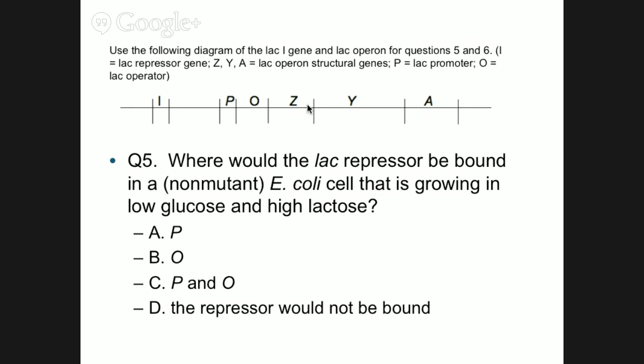So I will draw. There will be I, and there's a P for promoter, there's O. There's actually another site called C, I'm going to also put it there. And there's Z, Y, A. So my repressor will look like.